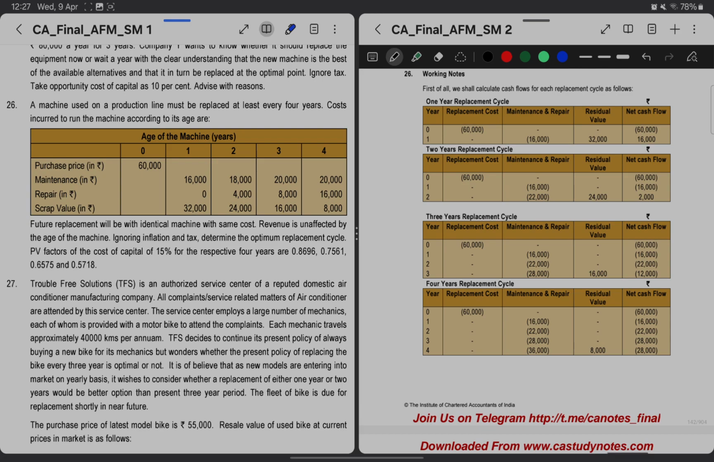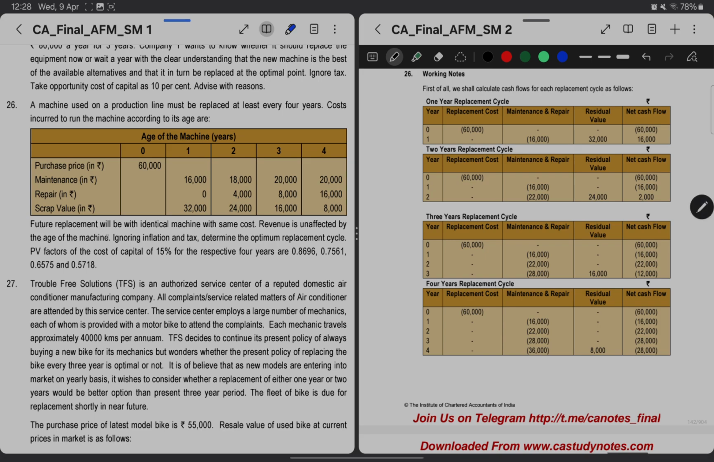Practical question 26. A machine used on a production line must be replaced at least every 4 years. Cost incurred to run the machine according to its age are given, along with the scrap value at each year. This machinery has to be compulsorily replaced at every 4 years, but they are going for a check: is it optimal to replace at 4 years?